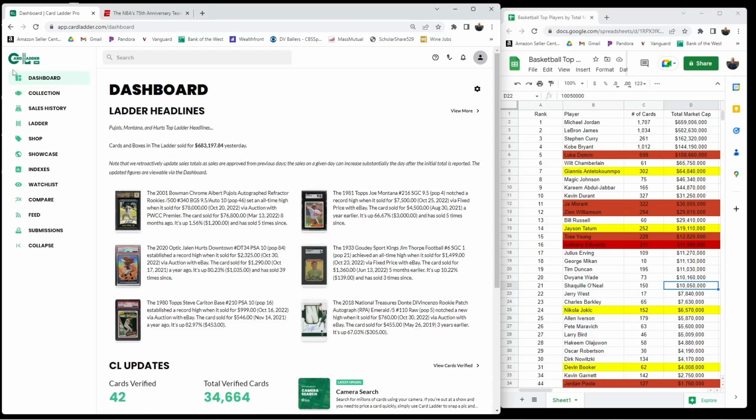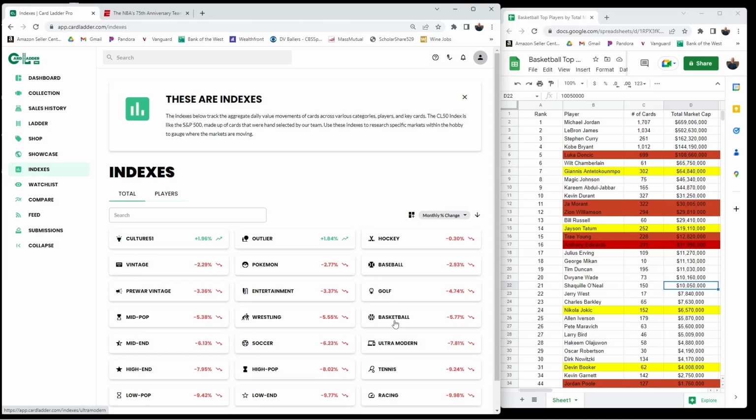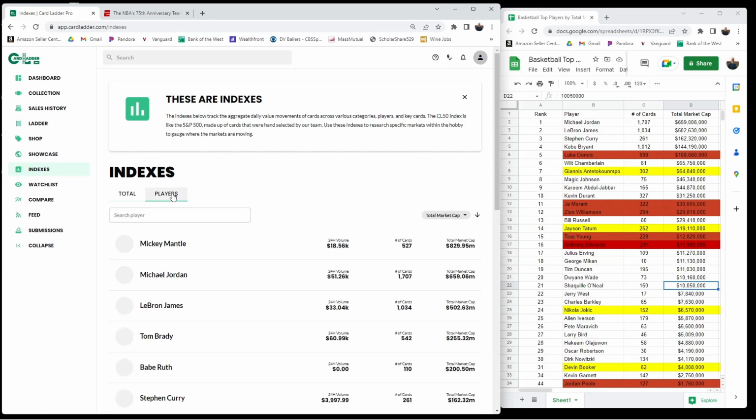Here we go. On the Cardladder Pro website, this is my landing page. They also have an app, dashboard, several different functions, but what we're going to look at today is the indices tab. Go here, they've sorted by different indices, but what we want to look at is the players. And thank you, Josh, for adding this button here, total market cap. And then what I want to do is sort it by total market cap.